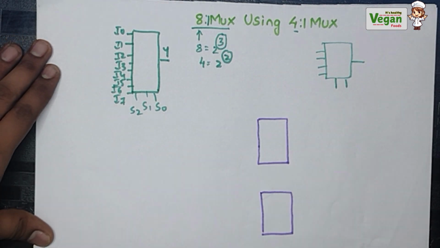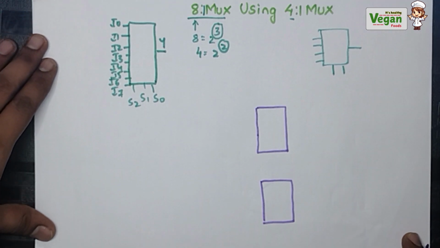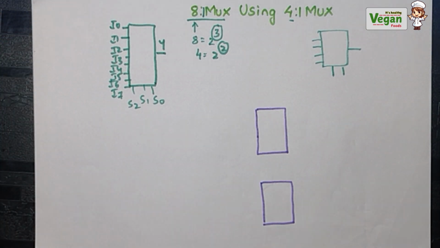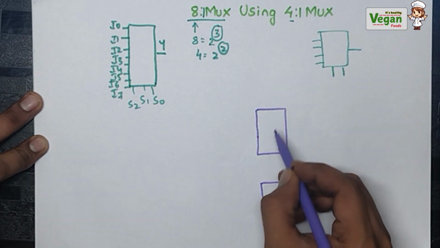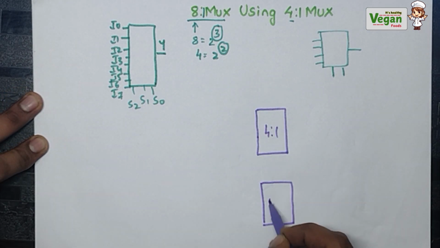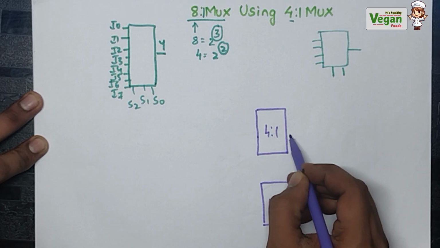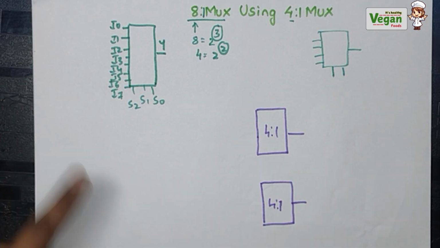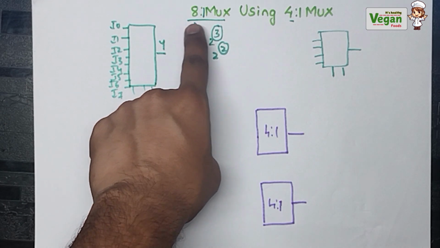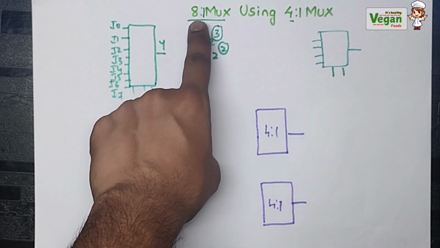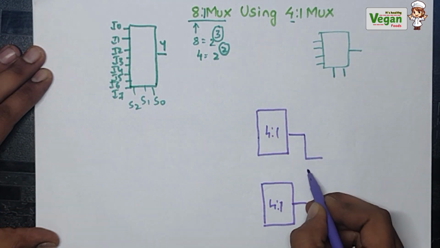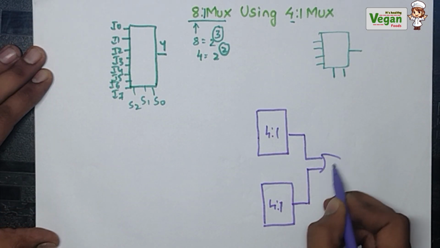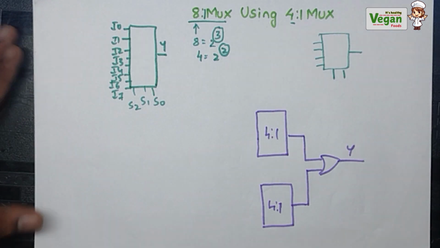Two 4:1 multiplexers. Both of these are 4:1 multiplexers, and each will have 1 output. But I must get only a single output, because I am constructing an 8:1 multiplexer. So I must get only 1 output. So I will add an OR gate to them. If I add an OR gate, I will get a single output.